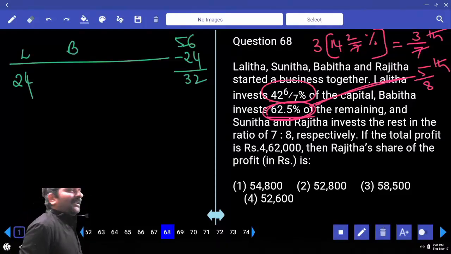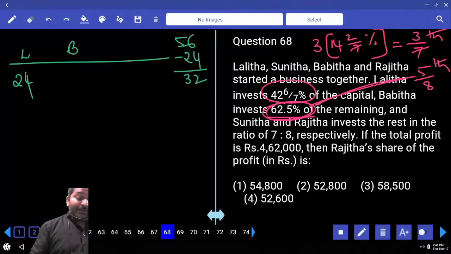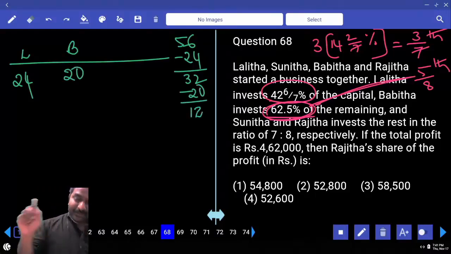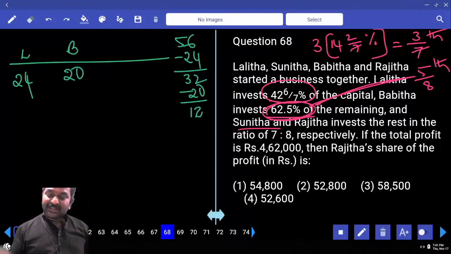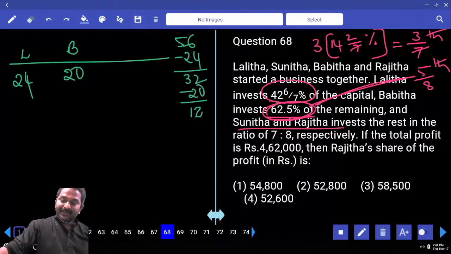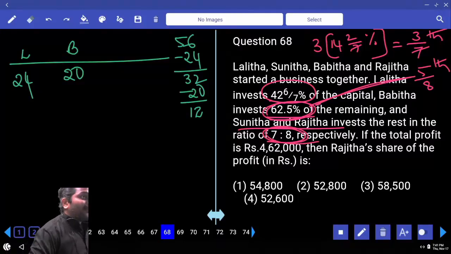So now Babita invests 5/8 of the remaining only. How much is remaining? 32. 1/8 is 4. 5/8 is 20. 20 is over. How much is remaining? 12. Now, Sunita and Rajita invest the rest in the ratio 7:8. 7:8 in the sense, how many parts do we have? 15. But how much is left over now? 12.